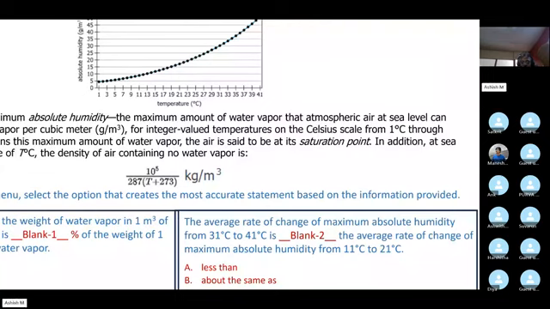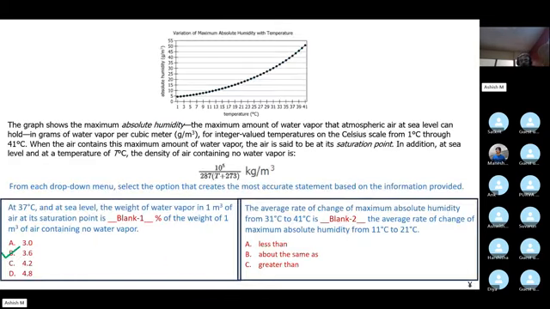Between 31 and 41. By the way, it's just talking about the graph here. Correct? Now, rate of change. What does this remind you of? Slope. Rate of change is always slope. So the rate of change of maximum humidity between 31 and 41 and then 11 and 21. So this between 31 and 41, we are talking about this area. And then 11 to 21, this is 11, this is 21, so we are talking about this area.